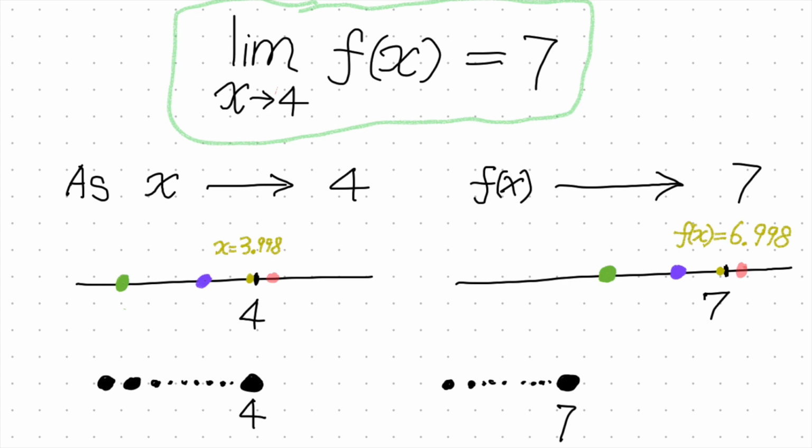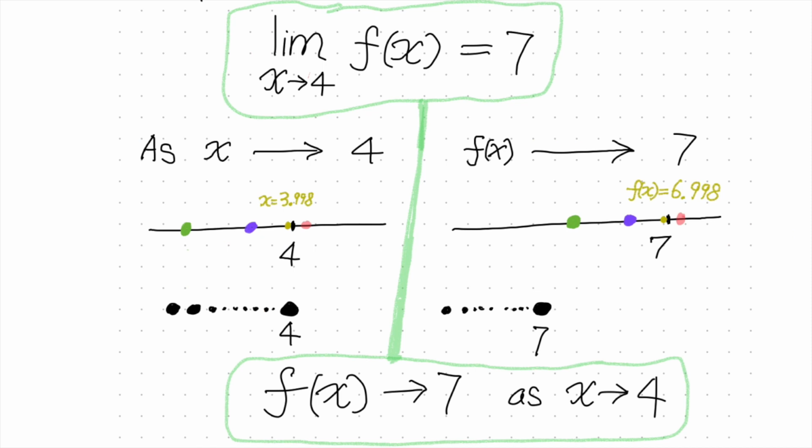My point is, when I say as x goes to 4, f of x goes to 7, what I have in my head is a sequence of numbers representing x values getting closer and closer to 4, then the corresponding values of f of x are getting closer and closer to 7. Well, this is how you should intuitively think of the definition of limits. Notation-wise, you can write the limit of f of x, or you can just use arrows, saying f of x goes to 7 as x goes to 4.